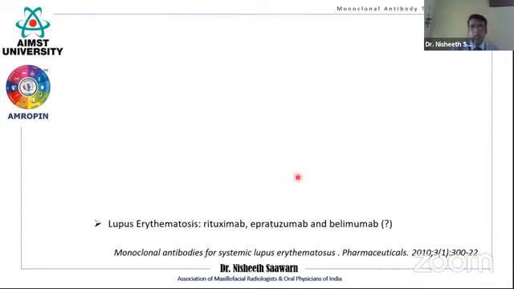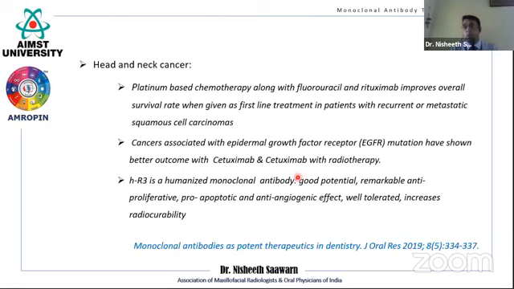So these are the limited uses in oral medicine, but most important are head and neck cancers, right? After all, the primary mode of monoclonal antibodies is acting against cancers. When we use platinum-based chemotherapy with fluorouracil and rituximab, it has shown a good survival rate when used as a first line in patients with metastatic squamous cell carcinoma. That means rituximab has been given with a payload and it has given a good result.